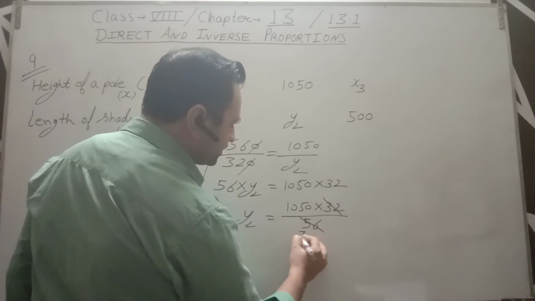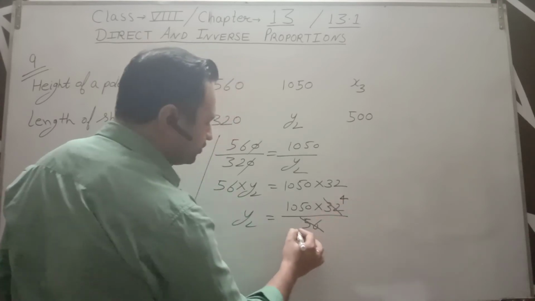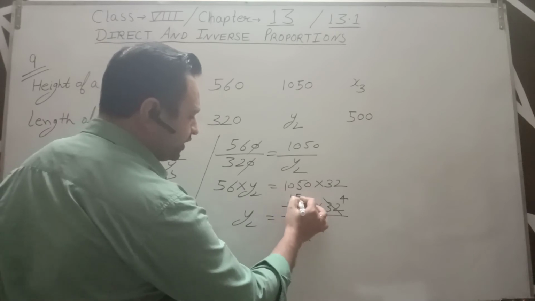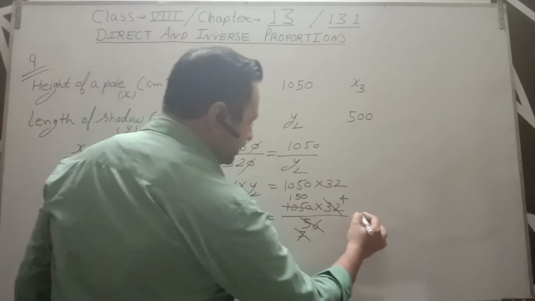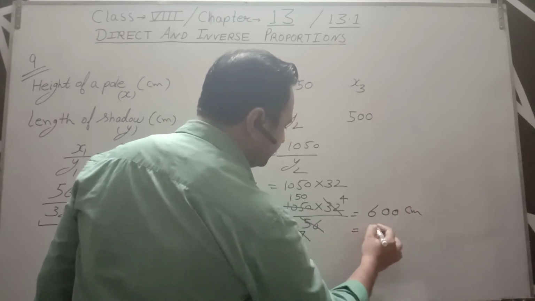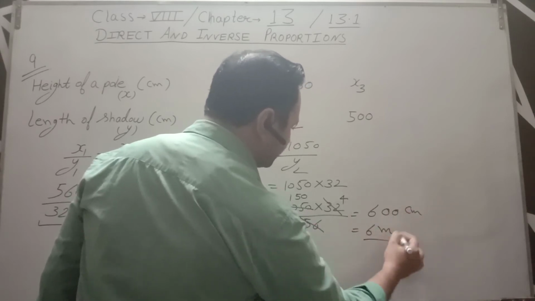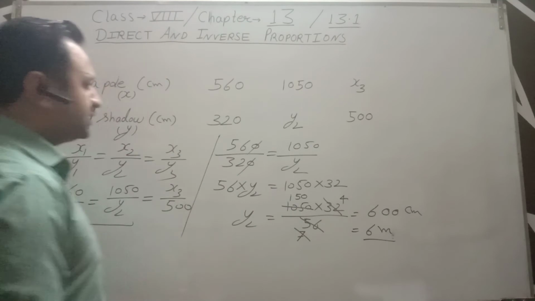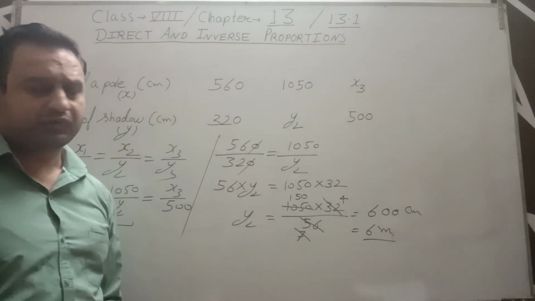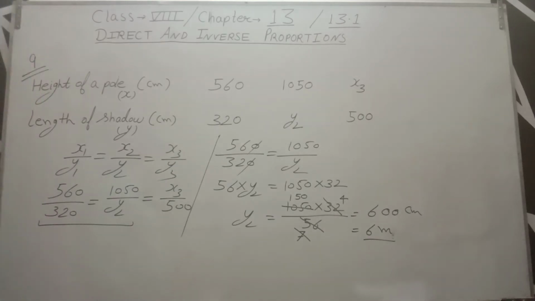8 sevens are 56, 8 fours are 32, and cutting with 7, we get 150. So the value is 600 centimeter. It means 6 meter. So we can say that if we have a pole of height 10 meter 50 centimeter, then the shadow length is 6 meter.